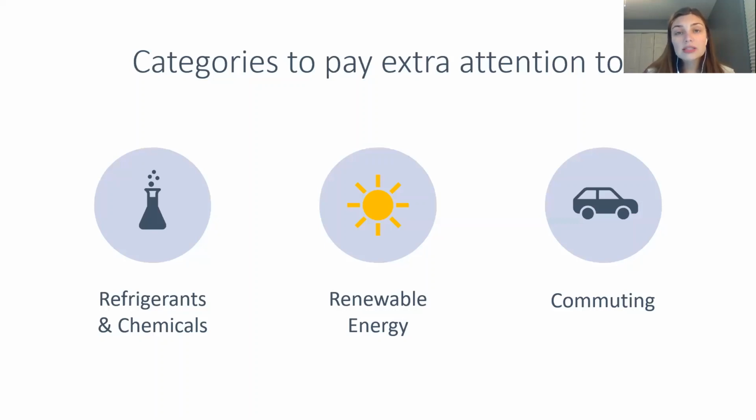Some of the categories it's nice to pay extra attention to, and that we find ourselves talking a lot about in the data review calls, are refrigerants and chemicals, renewable energy, and commuting. Some of these have tricky definitions and require very specific data entries, as well as have had some methodology changes or there are different ways of calculating it. So it's really important to pay attention to these especially.